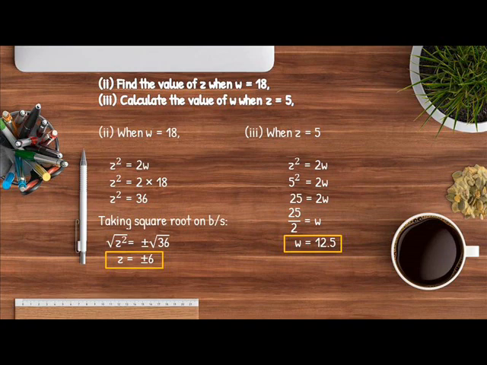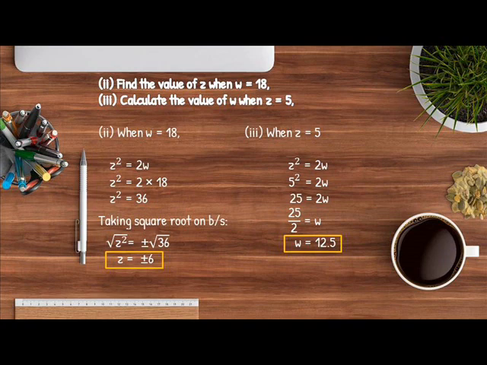Well, 2 into 18 is 36, so we have z square equals 36. As we are required to find the value of z and not z square, we will further solve it. We will take square root on both sides, after which we get the value of z, that is plus minus 6. Here I would like to mention that whenever we take the square root of a positive number like 36, we get two square roots, because 6 into 6 is 36 and minus 6 into minus 6 is also 36. That's why we have put a plus minus sign in front of under root 36, and our final answer is z equals plus minus 6.